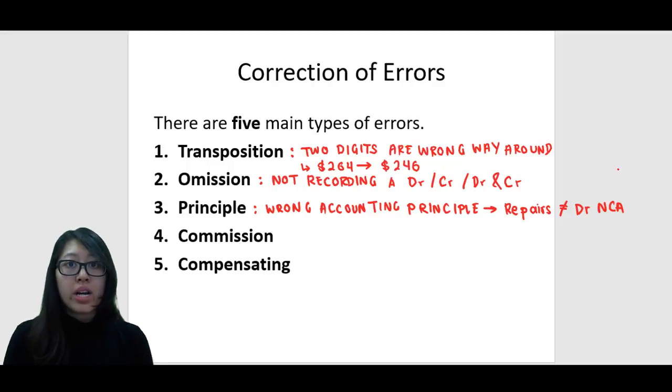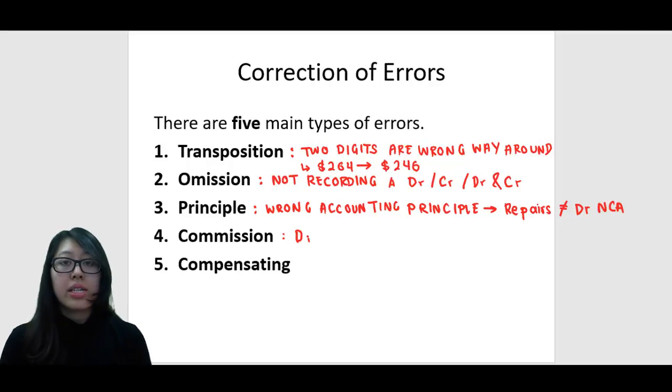But that is incorrect, because a repair is treated like an expense, not as a capital expenditure. It's a revenue expenditure. So whenever we have a repair, for example, it should not equal a debit to the non-current asset account. It should be a debit to the repairs or expense account.